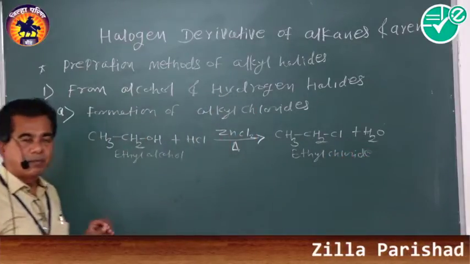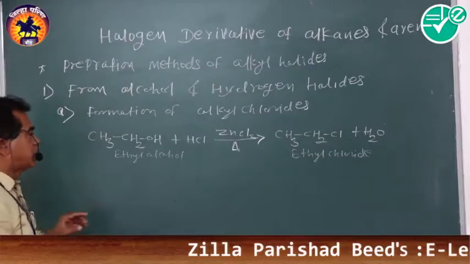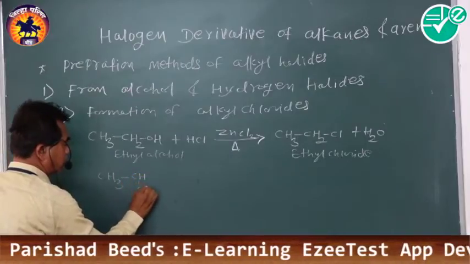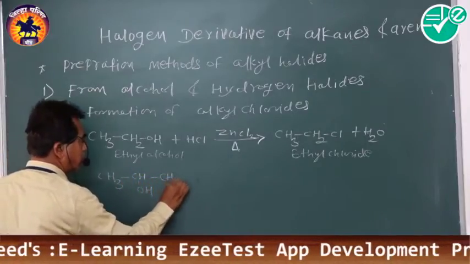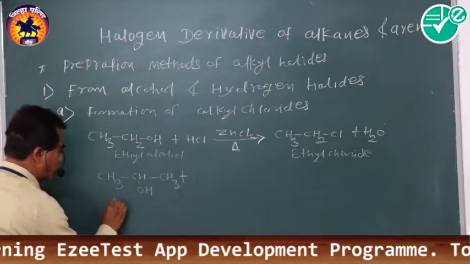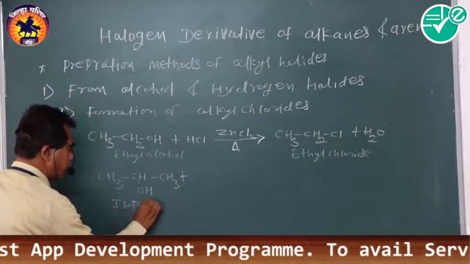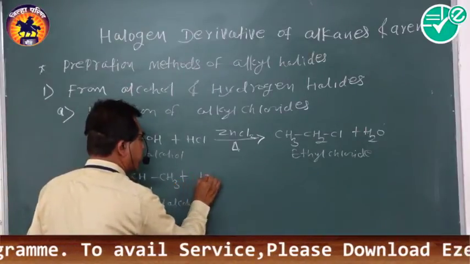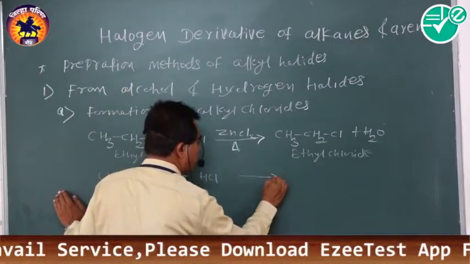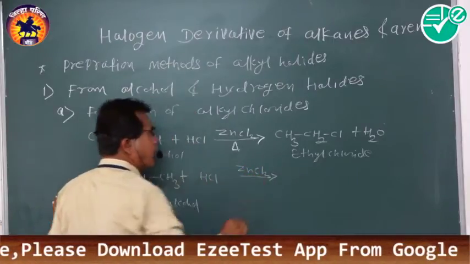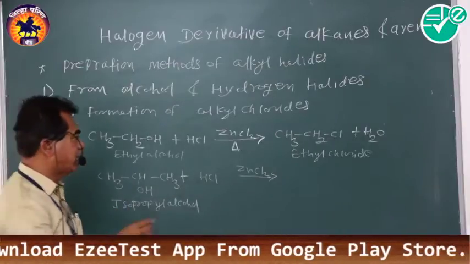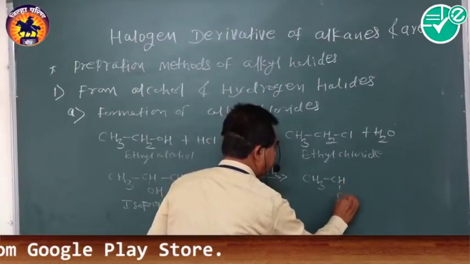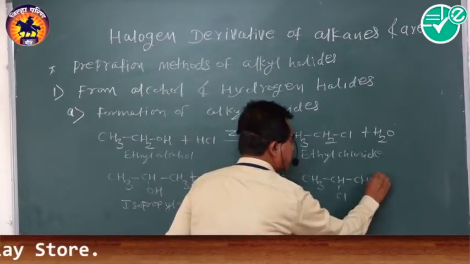Now, we also take the example of a secondary alcohol. For this purpose, we take isopropyl alcohol. This isopropyl alcohol reacts with concentrated HCl in the presence of ZnCl2. It gives a secondary alkyl halide, that is isopropyl chloride, plus a water molecule.